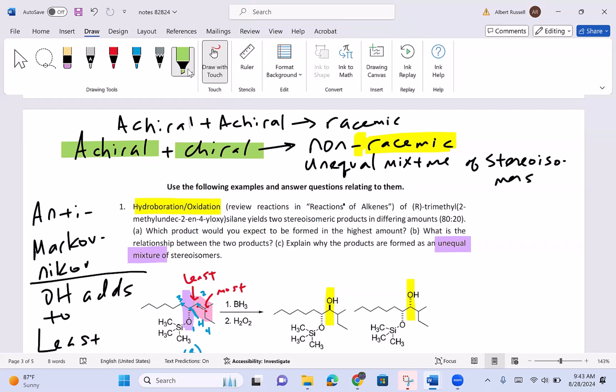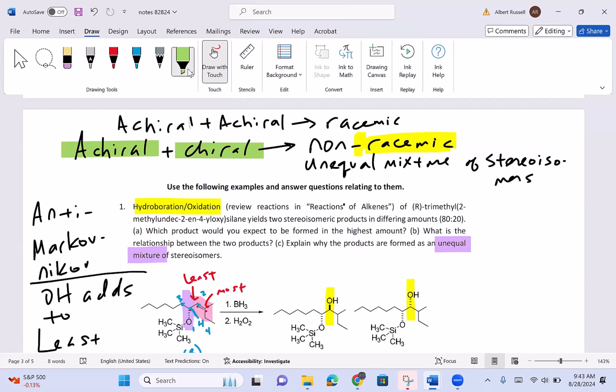All right, let's look at B. We're working backwards. What's the relationship between the two stereoisomers? In other words, are they mirror images, or are they diastereomers? Are they identical? What do you think? Just unmute and chime in. Diastereomers? They are. Tell me why you say that.